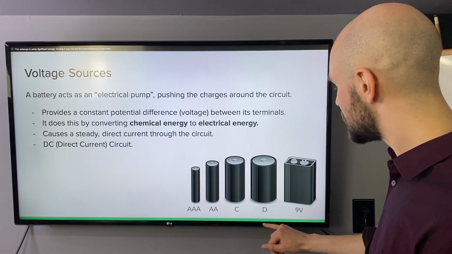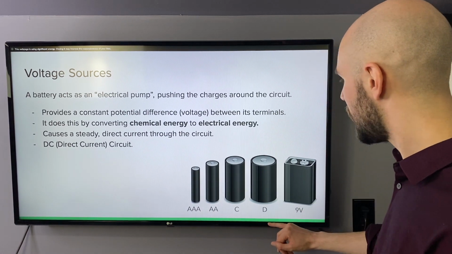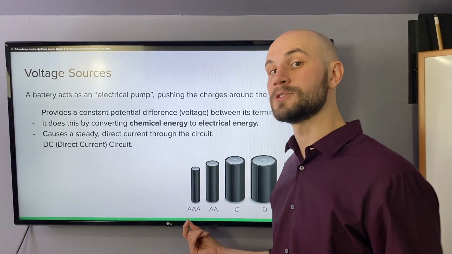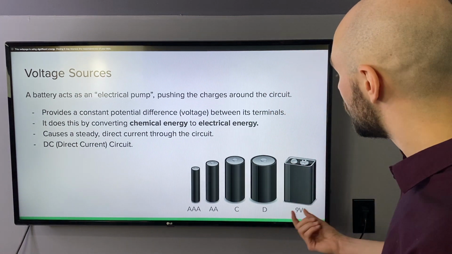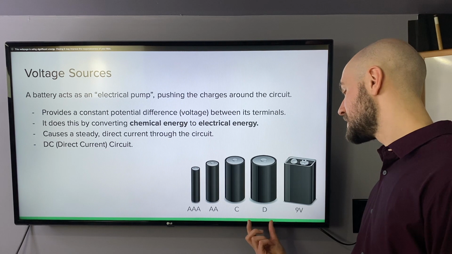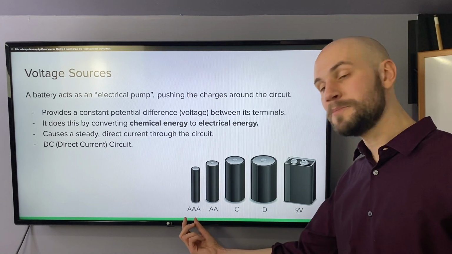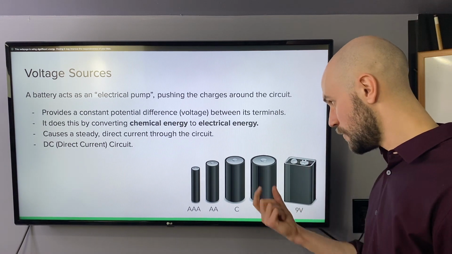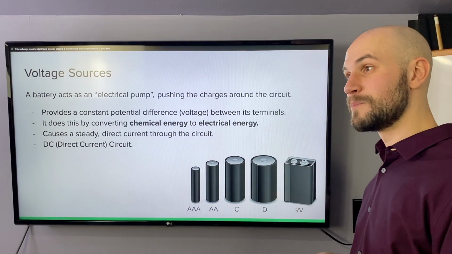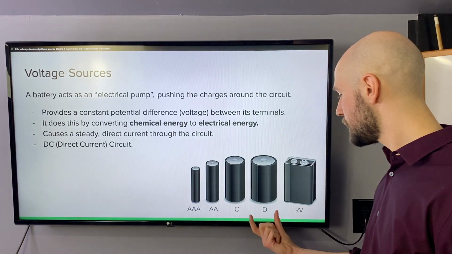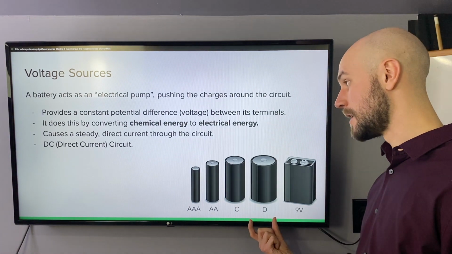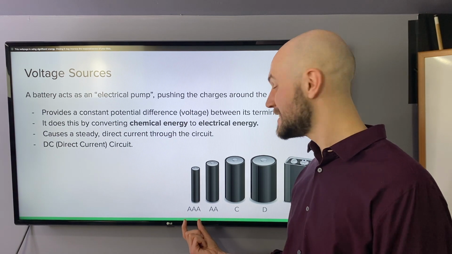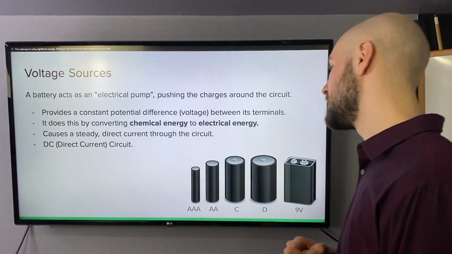So then what's the difference between all these batteries, right? Why do I have to use a D battery sometimes instead of a AAA if it's always providing the same potential difference, the same voltage? Well, D batteries can supply more current than AAA batteries because of the size. That's why in flashlights, where we need really bright flashlights supplying a lot of current, we will tend to use these bigger D cell batteries. But in tinier electronics, like your calculator that doesn't need as much current, we can use AAA batteries.